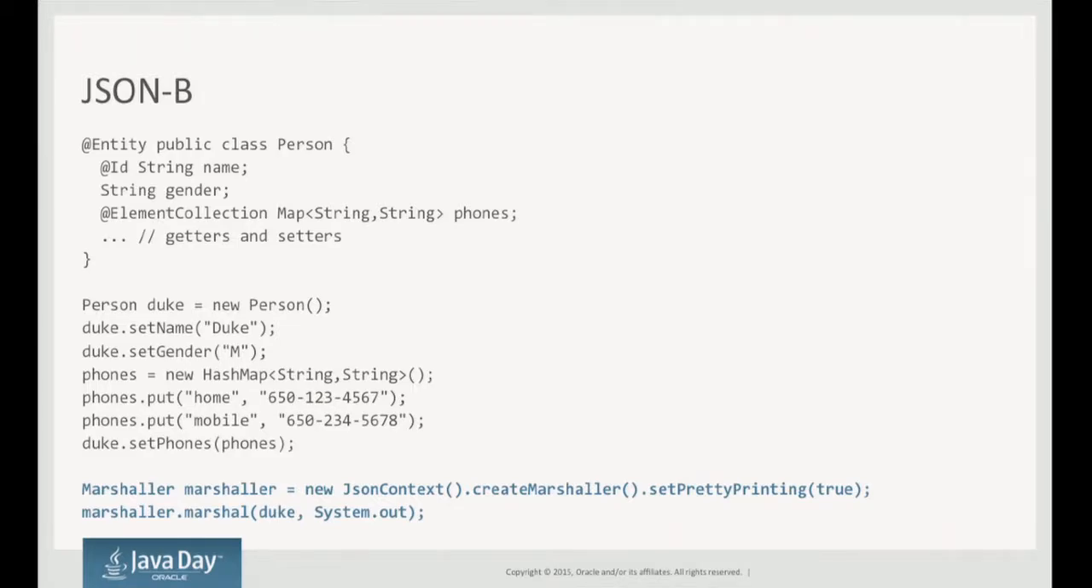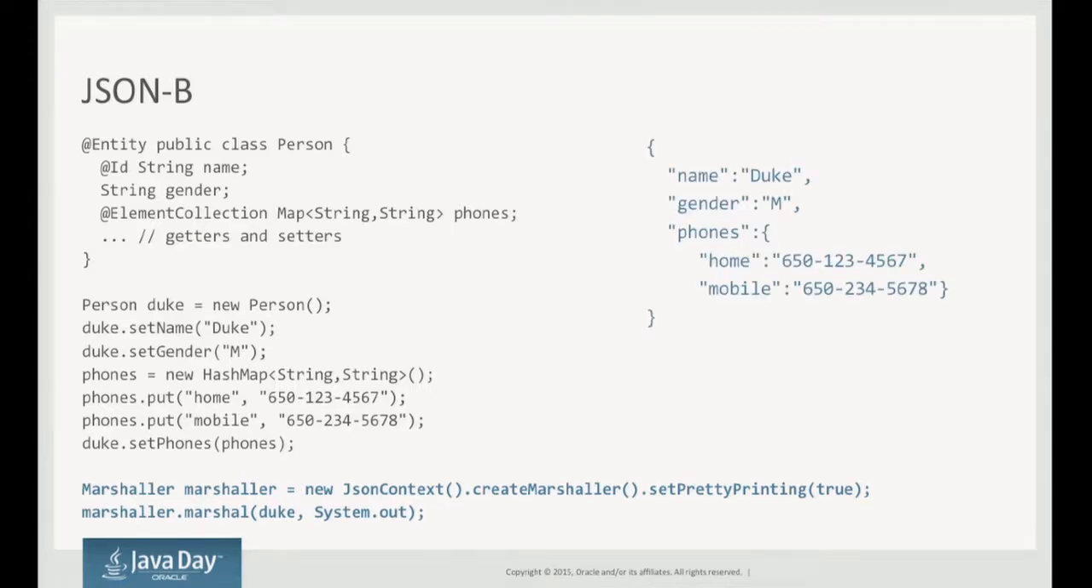And again, keep in mind that we're still fairly early in our process, so I can't promise that this API will look absolutely identical when we're done. But we're marshaling Duke, and we should get a result that looks something like this in JSON.